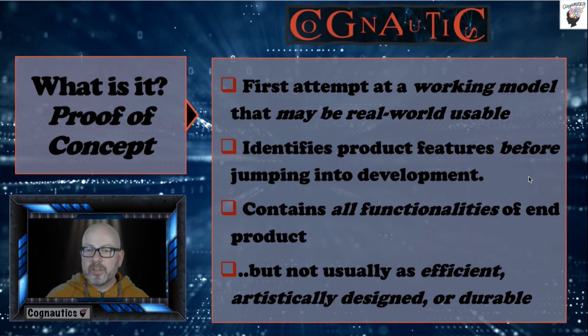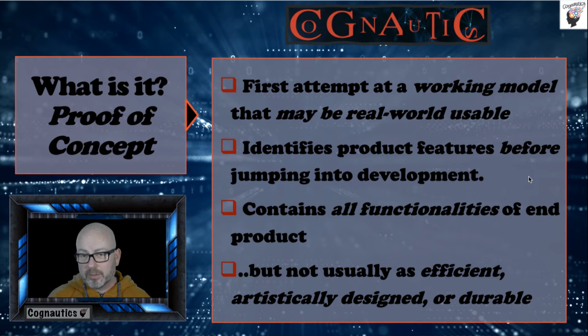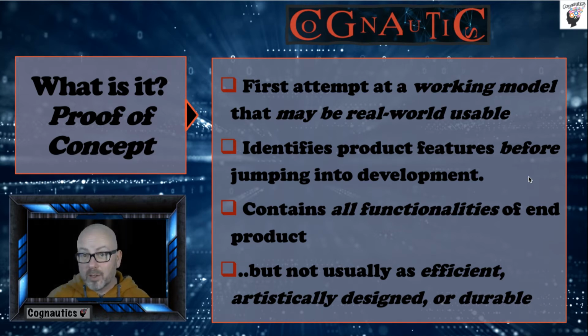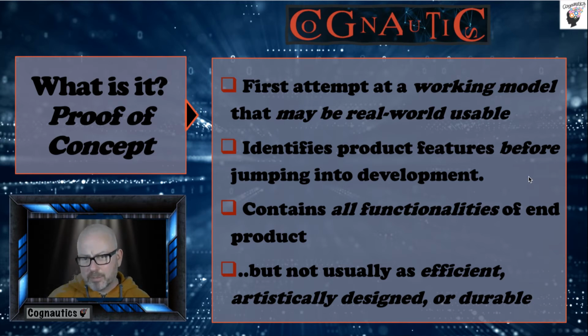Let's move on to the second type of prototype, and this is a proof of concept. The fundamental difference is this one works. It's the first attempt at producing a real-world usable prototype, which will give you an indication of how the product will look at the end of the production process. It's going to include product features before jumping into development, which is of course hugely expensive.